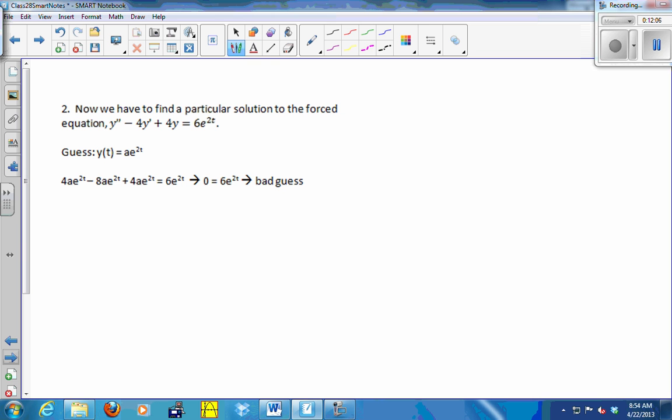Step 2 is to find a particular solution to the forced equation. So our typical guess takes the same form as the forcing function, A e to the 2t. So we try it. We let y be A e to the 2t, and I plugged in here. This is y double prime minus 4y prime plus 4y, using y equals A e to the 2t, and you end up with 0, right? You get 0 equals 6e to the 2t. Bad guess. You can't figure out what A has to be.